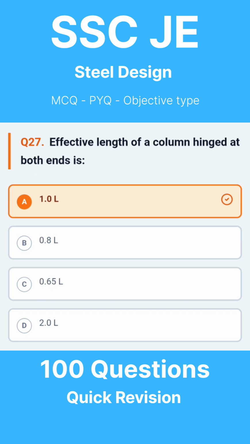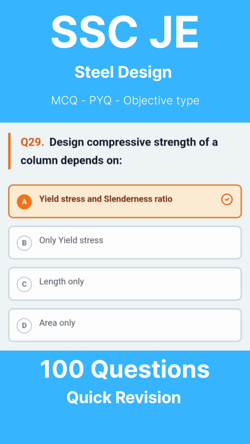Question 27. Effective length of a column hinged at both ends is. The correct answer is 1.0 L. Question 28. Effective length of a column fixed at one end and free at the other is. The correct answer is 2.0 L. Question 29. Design compressive strength of a column depends on. The correct answer is yield stress and slenderness ratio.